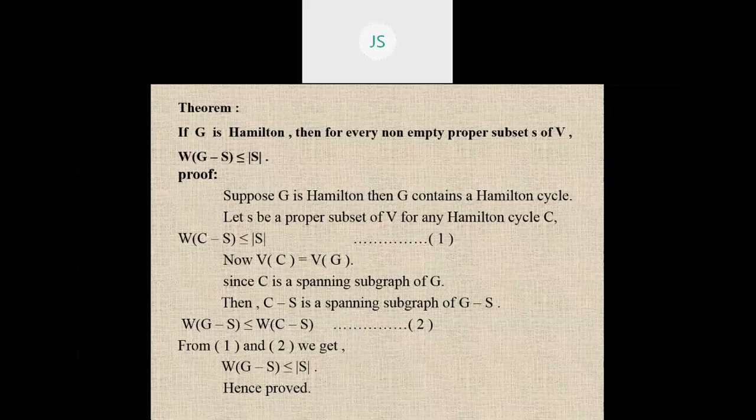Let us take it as equation 2. So from equation 1 and equation 2, by comparing these two, W of G minus S is less than or equal to modulus of S. Hence we prove the above theorem: if G is Hamiltonian, then for every non-empty proper subset S of V, W of G minus S is less than or equal to modulus of S. Hence we prove. That's all. Thank you.